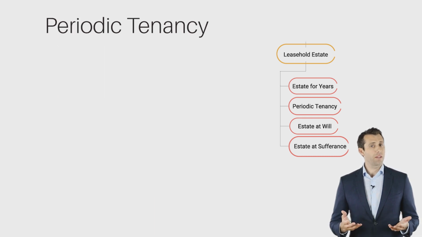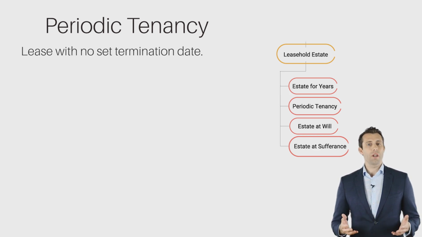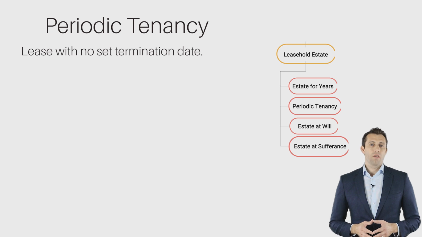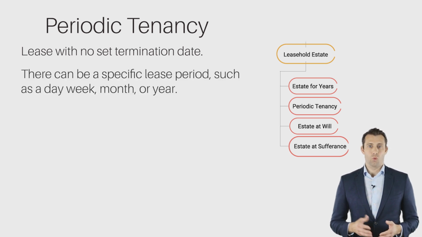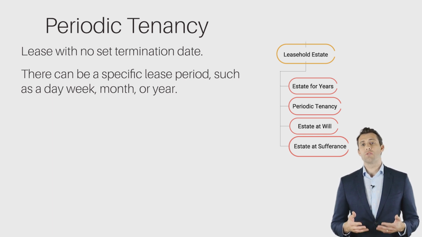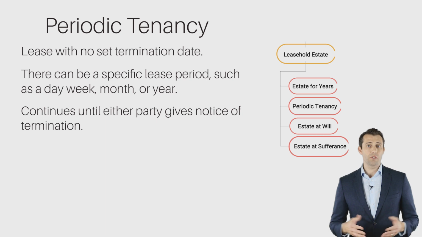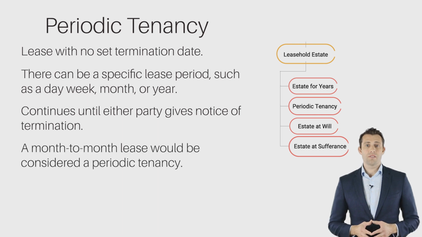Next up, periodic tenancy. A periodic tenancy is a lease where there's no termination date that is set. You have a specific lease period, such as 1 day, 1 week, or 1 year, but it doesn't terminate at that point. Instead, it will continue until either party gives notice of termination. The lease will just continue to be renewed at the same increment of time as previously specified. For example, if a property is rented on a month-to-month basis.